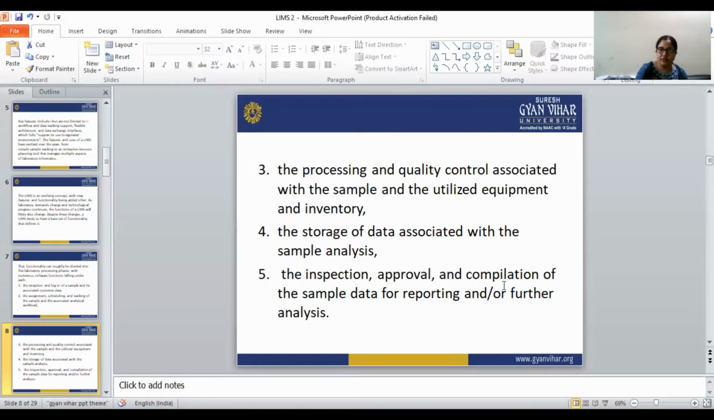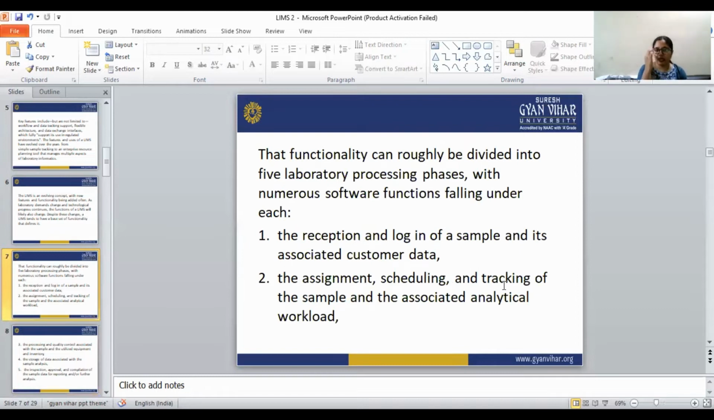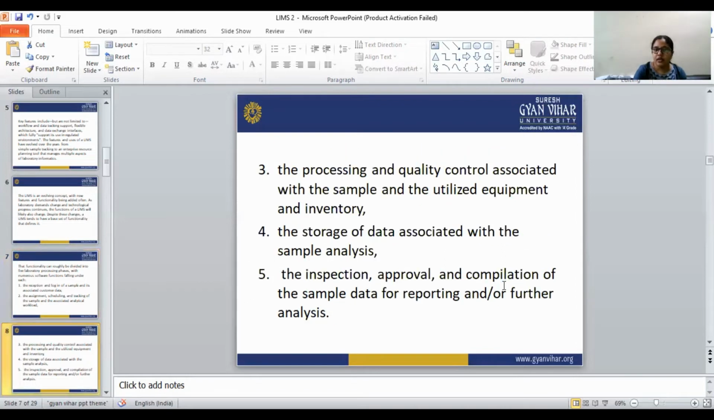So there are 5 phases in the functionality. The first one is the reception and login of the sample. First, the sample has to be logged in the particular LIMS, and that is associated with the customer data. After the sample is logged in, comes the assignment, scheduling, and tracking of the sample, which is associated with the analytical workload. Next is the processing and the quality control.